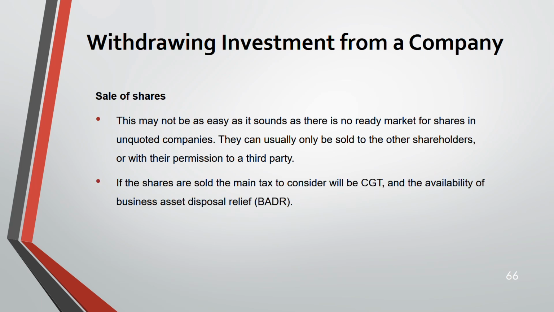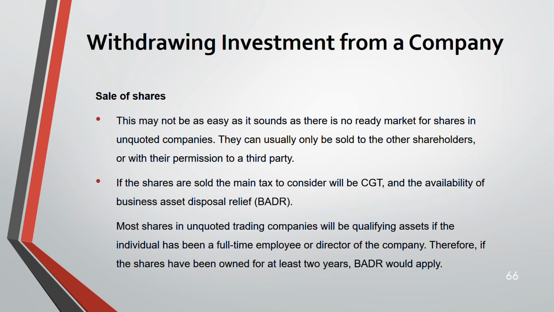Okay, if the shares are sold, the main tax to consider will be what? Capital gains tax. Selling of shares, capital gains tax, CGT, and also the availability of business asset disposal relief. Shares in an unquoted trading company will be a qualifying asset if the individual was a full-time employee or a director of the company. Therefore, if the shares were owned for at least 2 years, business asset disposal relief will apply.